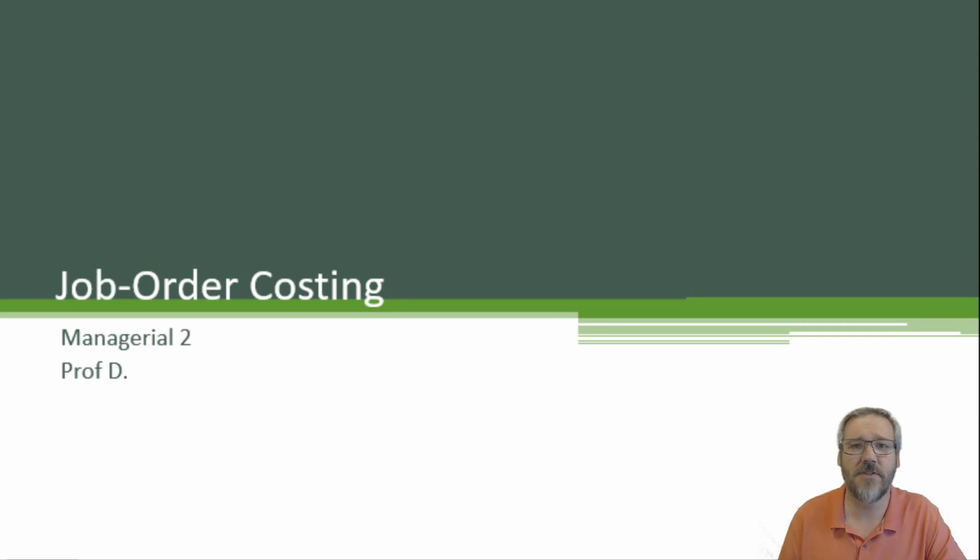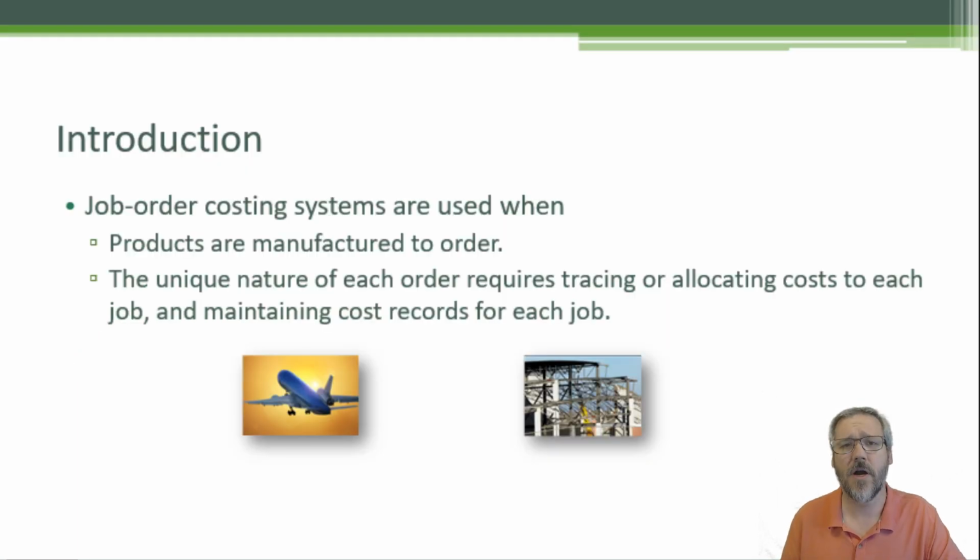Today we're going to move into our second unit of managerial accounting, and we're going to look at job order costing. Now, job order costing is going to be useful when we are building mostly large items. This is going to be used in companies that are manufacturing products that are made to order, and the unique nature of each job requires that each job be constructed on its own.